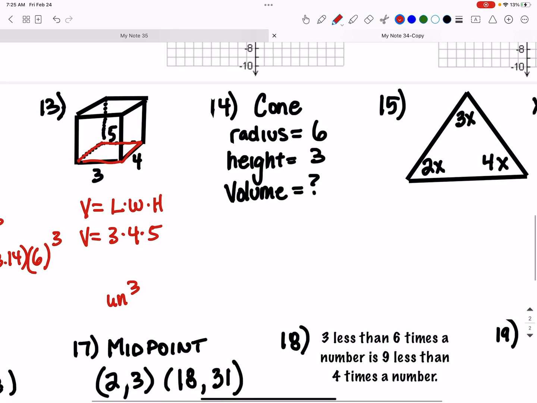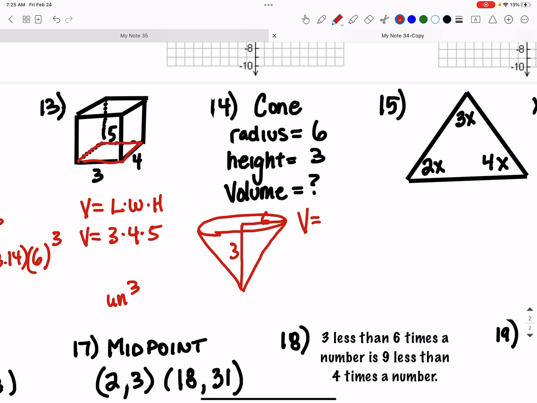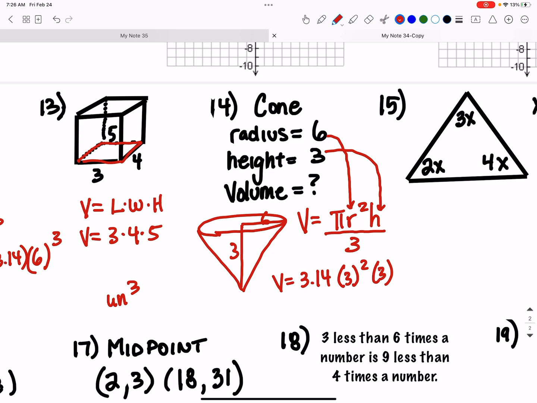A cone, okay, so a cone has a radius of 6, a height of 3. Remember, our volume is when we take a circle, pi r squared, and we give it some height, and then we crush the bottom. So the radius goes here, our height goes there, that's the height, and then we're going to divide by 3. So it's going to be 3.14 times 3 to the second power times the height is 3, and then we divide by 3. So do that in your calculator. So 3 times, so here will be 9.